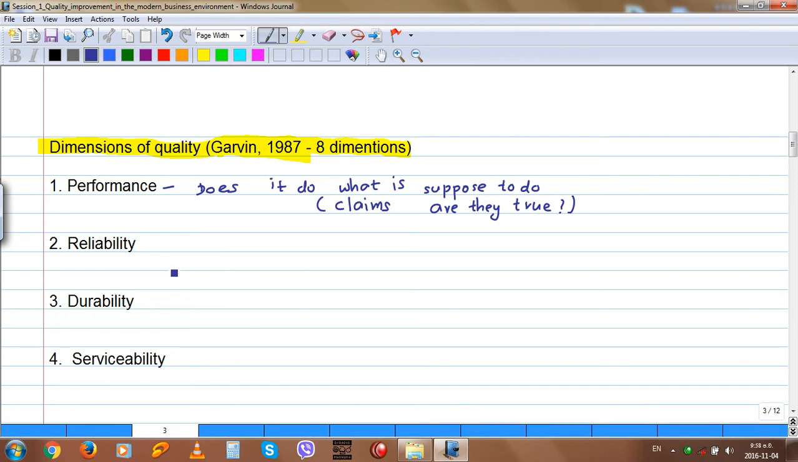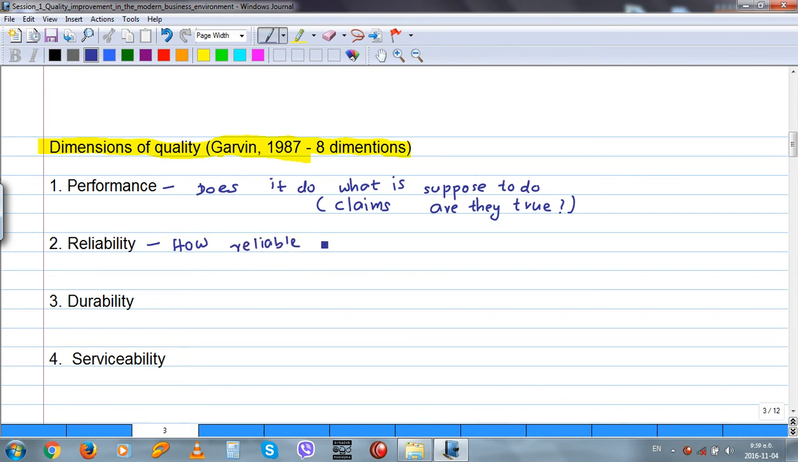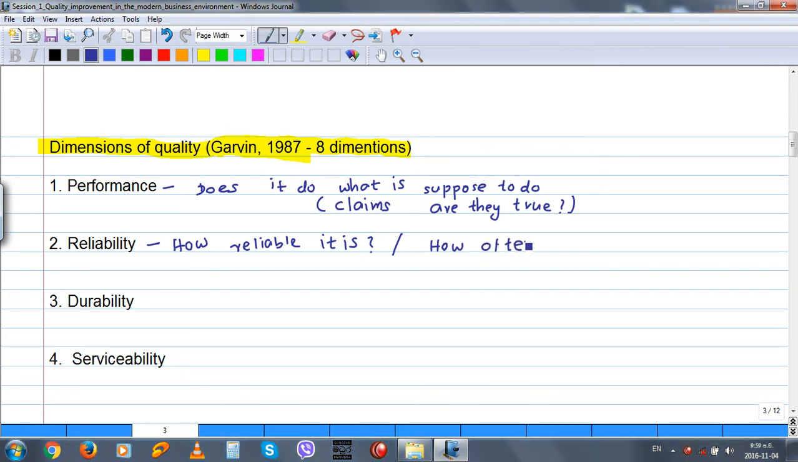And second dimension is reliability. Reliability means how reliable it is, or we can say in this way, how often does it fail.